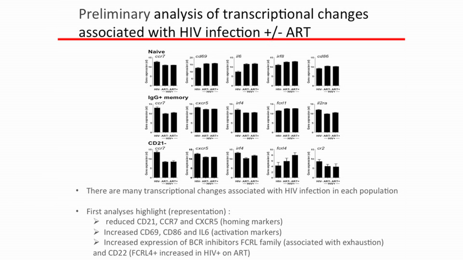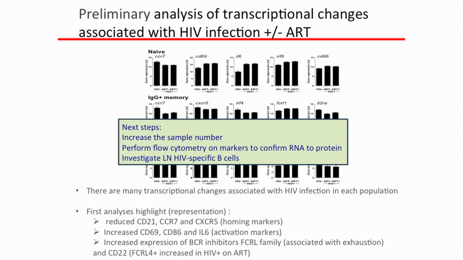There's clearly an increased expression of inhibitors, of BCR inhibitors. This is the FCRL family, which are associated with exhaustion. So if you want to include a marker in your panels, FCRL4 positive cells are the ones that mark the exhausted cells. And also this other inhibitor, which is CD22.